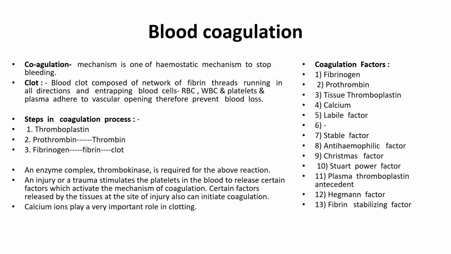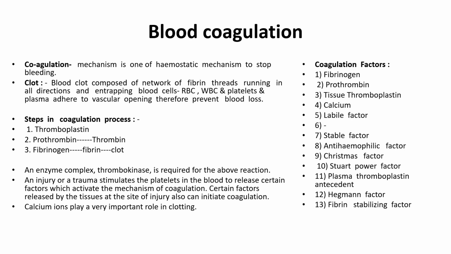Now we will see blood coagulation. It is the mechanism of hemostasis. Hem means blood and stasis means stop, to stop bleeding. A clot is composed of a network of fibrin threads and all the blood cells like RBC, WBC and platelets, so it prevents blood loss. The few steps in coagulation: after blood vessel injury, thromboplastin is released, which converts prothrombin into thrombin, then thrombin converts fibrinogen into fibrin, and finally many fibrin threads and all the blood cells come together and form the clot.